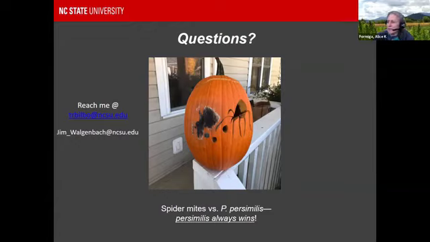Okay, let's see. Where is Persimilis coming from if they're naturally there but showing up too late to control the TSSM?